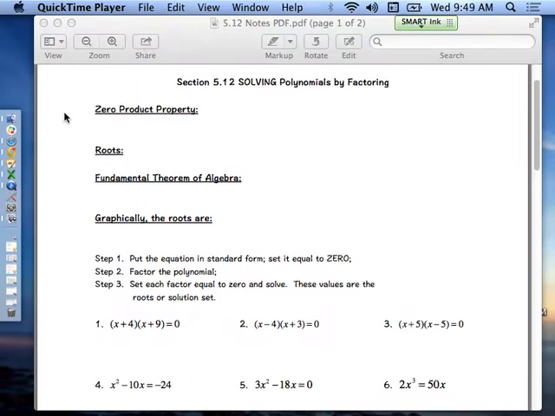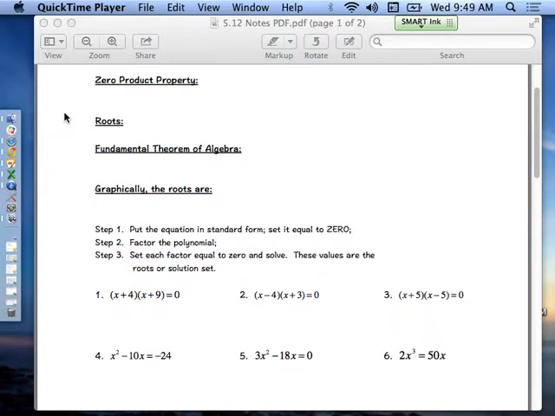This video supports the notes for section 5.12. We're now beginning to solve polynomials.